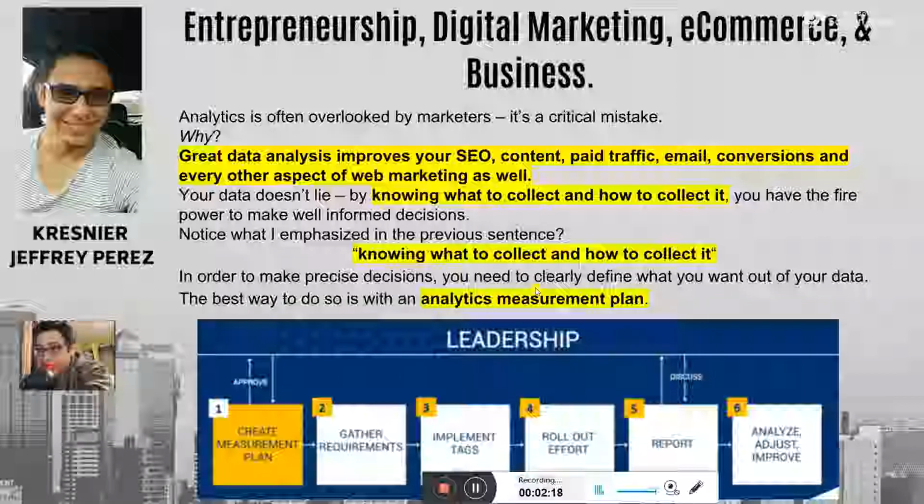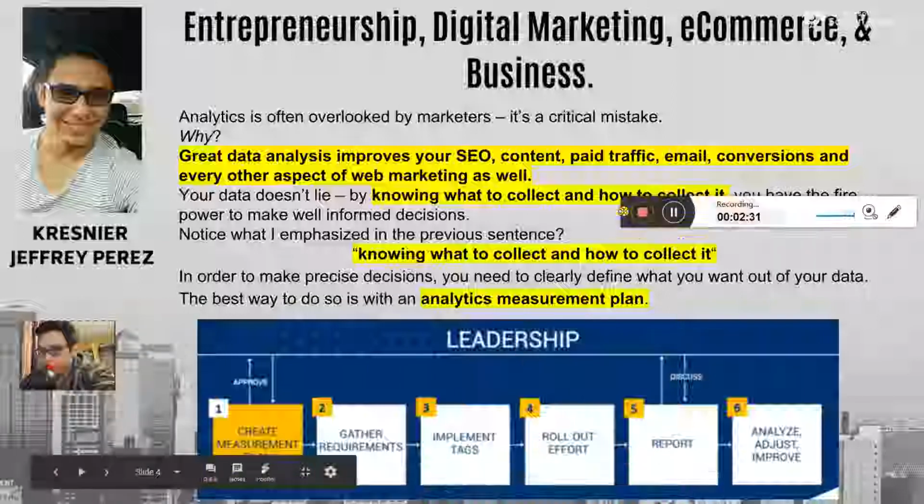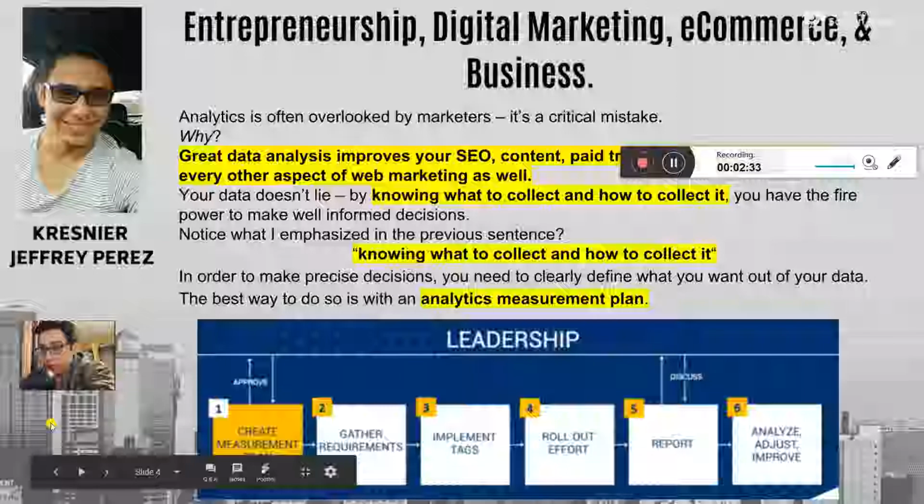In order to make precise decisions, you need to clearly define what you want out of your data. The best way to do so is with an analytics measurement plan. So you will see here on this diagram. Number 1, create measurement plan. Number 2, gather requirements, implement tags, roll out efforts, report, analyze, adjust, and improve.